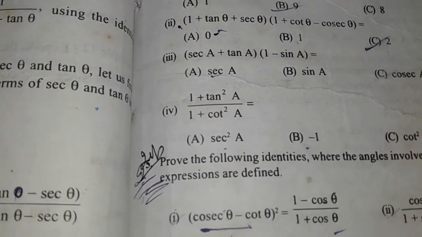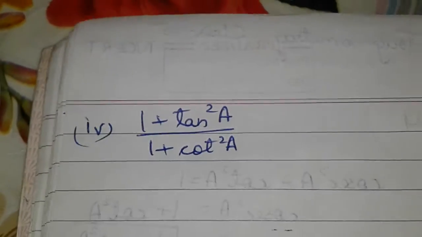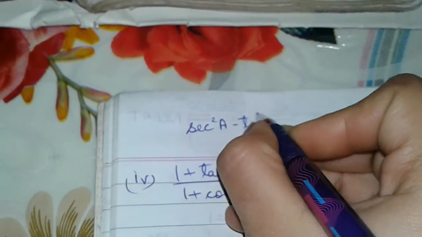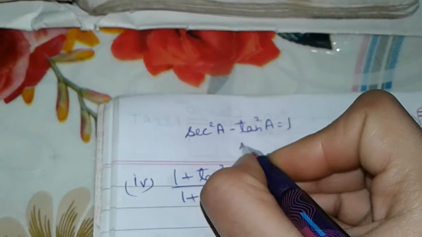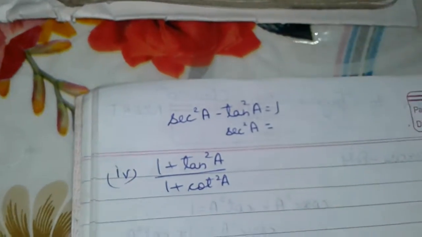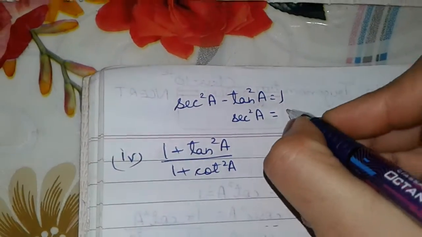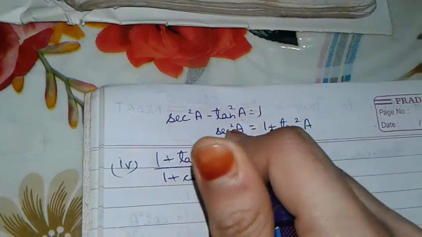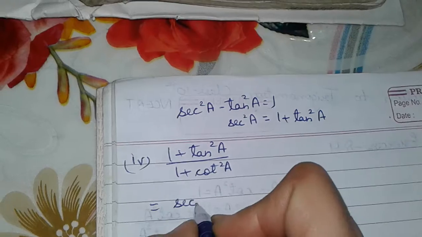Let's take the fourth question. Fourth question is (1 plus tan square A) upon (1 plus cot square A). Write down this question. Here is the question. We know the identity that sec square A minus tan square A is equal to 1. From this identity, we will find sec square A. Take this minus tan square A to this side and it will become 1 plus tan square A. Now this 1 plus tan square A can be written as sec square A.